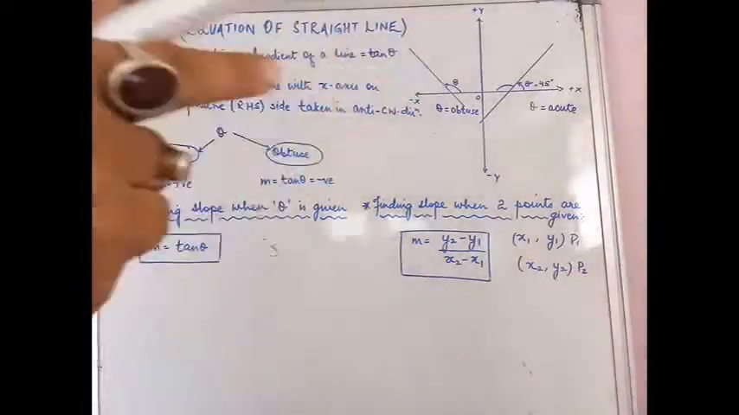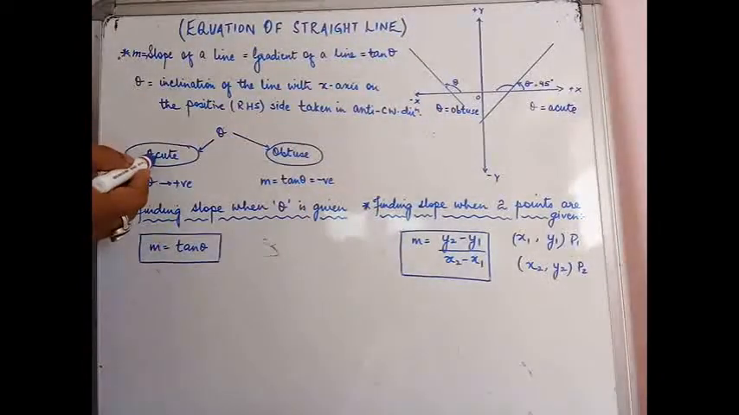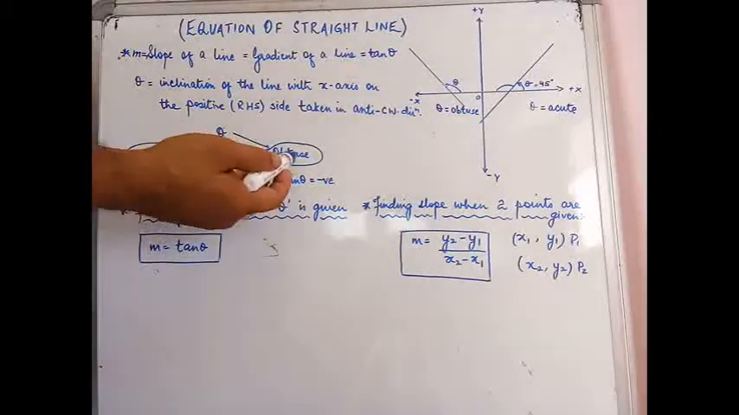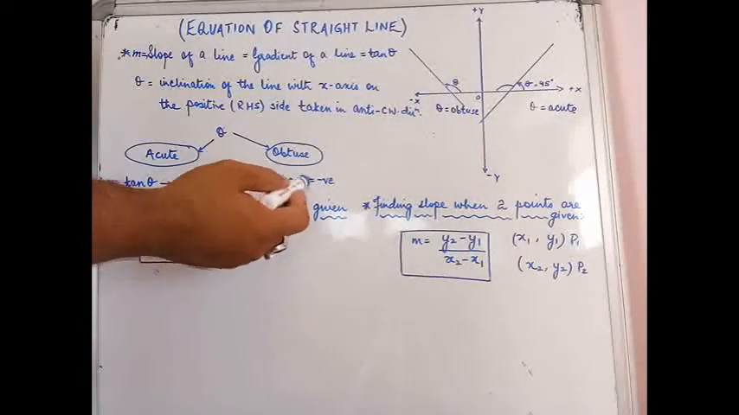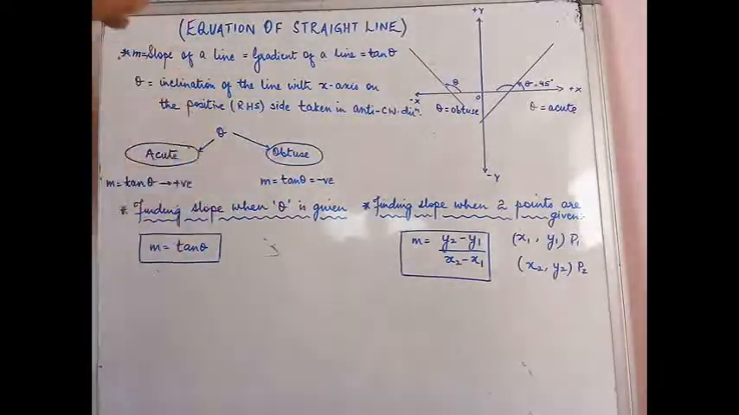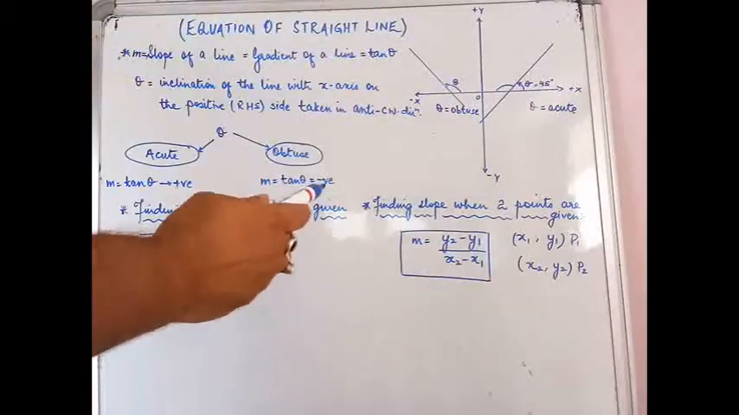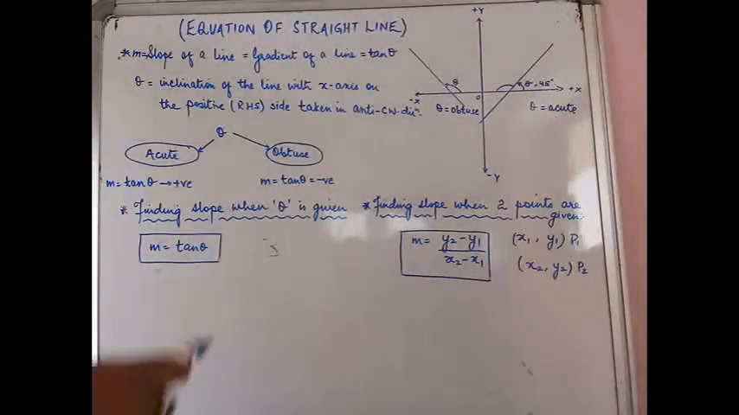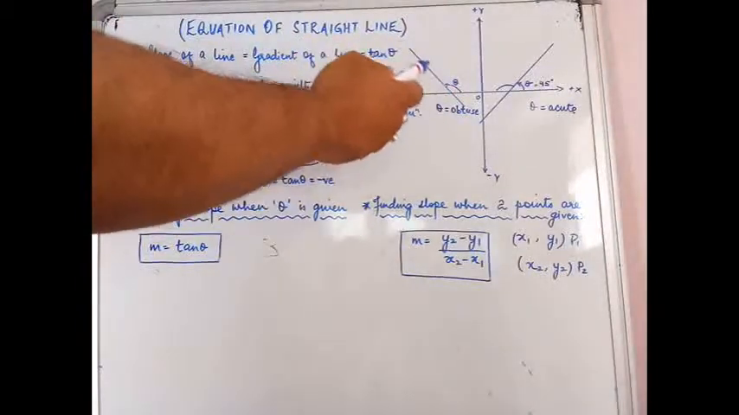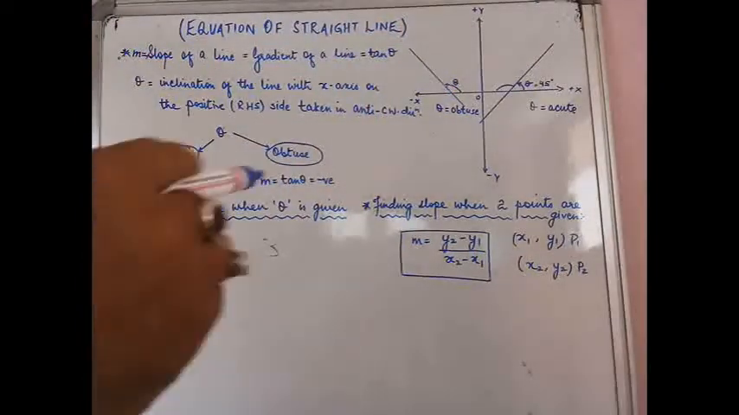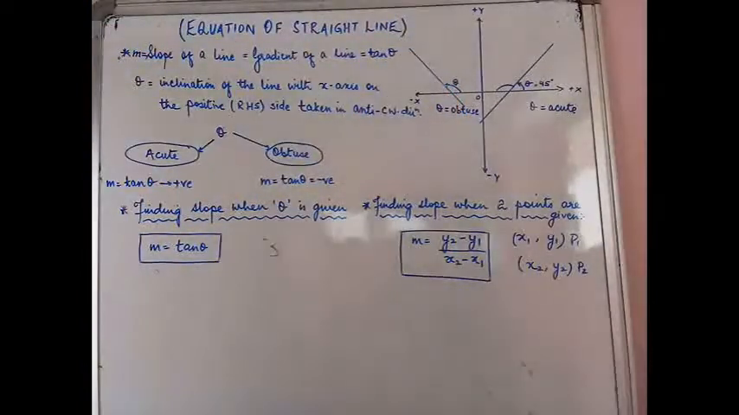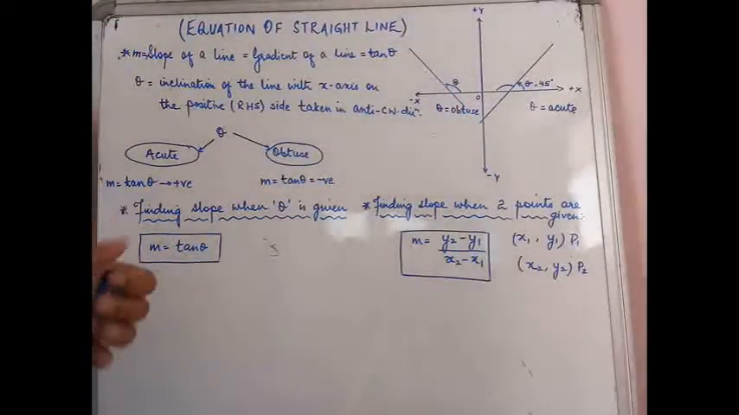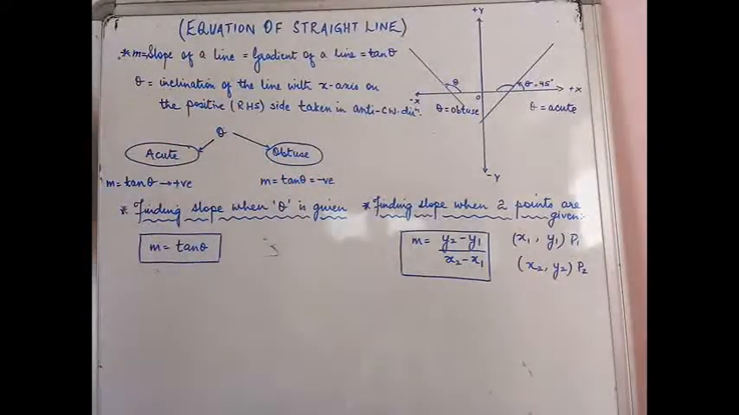So there are two cases that will arise. When theta is acute, the slope of the line, the formula is the same. Even when theta is obtuse, the slope is given by tan theta only, but then tan of an obtuse angle will become minus. So in this particular case, the slope of this line will be negative. Obviously the exact value will depend upon the exact angle theta, but as long as theta is obtuse, you will get the slope value in negative.